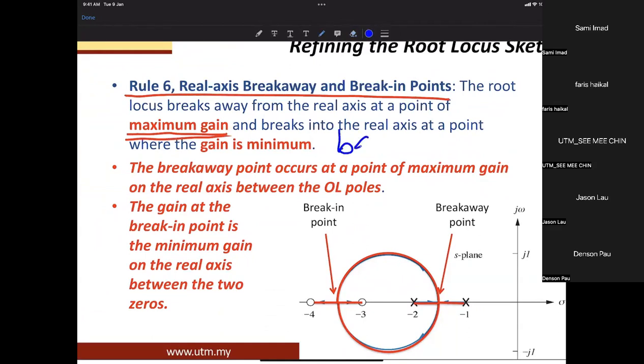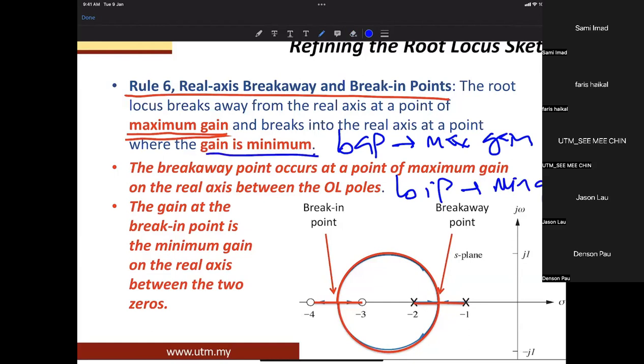Okay. Breakaway point, maximum gain. Break-in point, minimum gain. The breakaway point occurs at a point of maximum gain on the real axis between open loop poles. The characteristic of breakaway points is that they lie between open loop poles, and break-in points lie between two zeros. So that is the difference between break-in point and breakaway point.